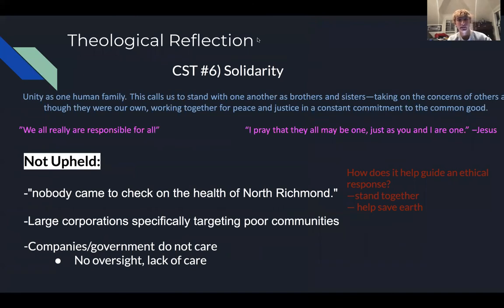CST 6, I saw, was prevalent in my research because we see that no one was standing in solidarity when their community was going up in smoke and no one came to help them. Companies targeting these individuals instead of trying to help them is not standing in solidarity. And I saw that if you do stand in solidarity, by helping them pass these laws to get change, then we will see progress. And I think that's a very ethical response.